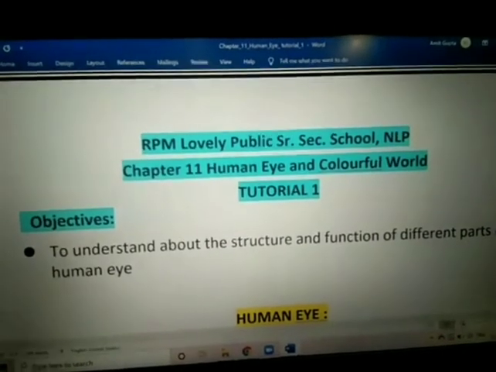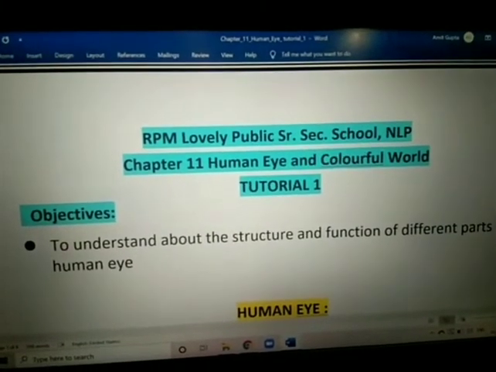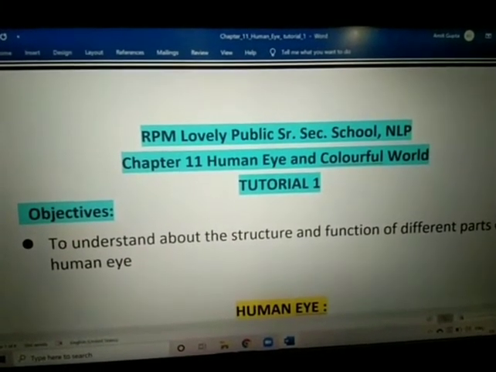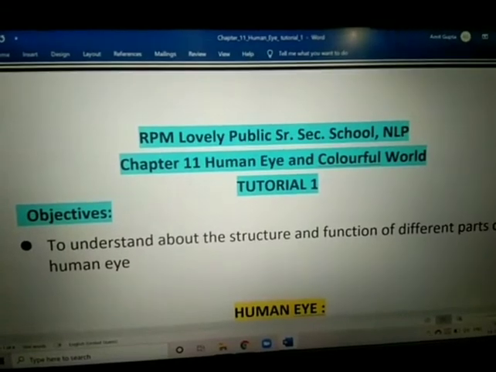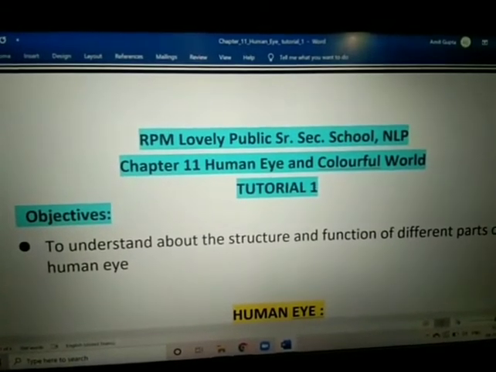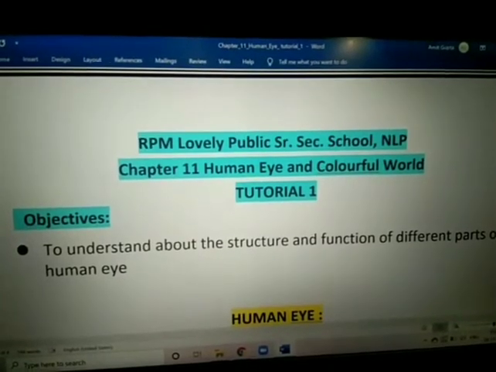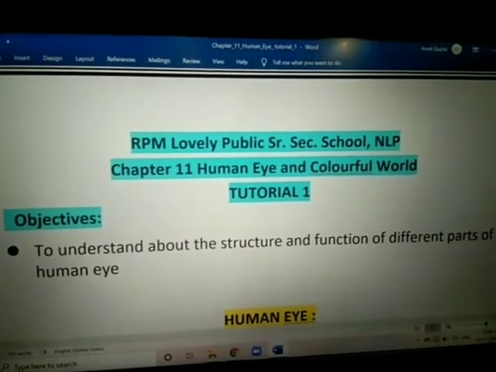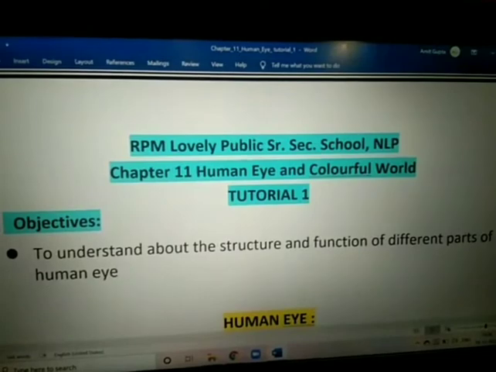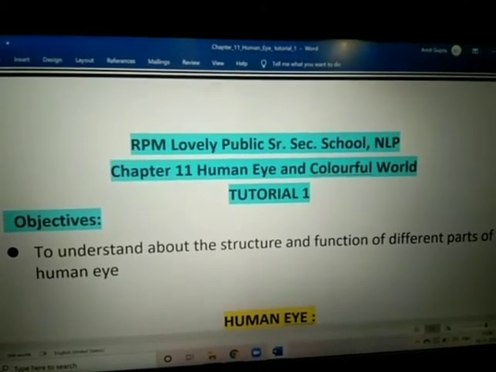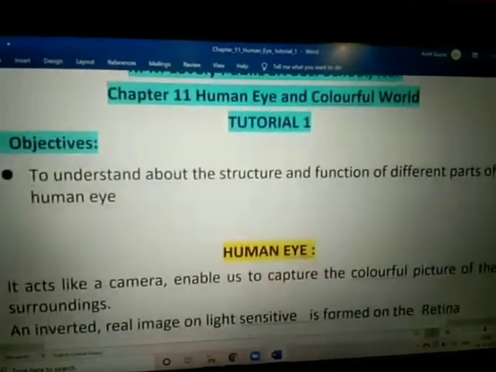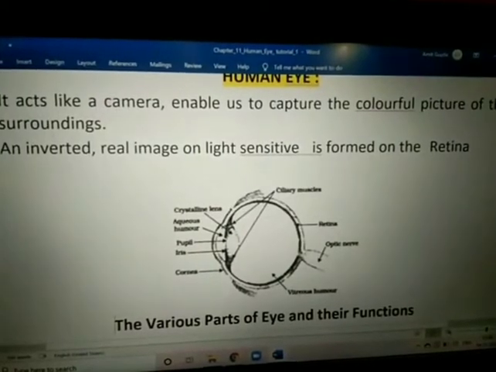Today we'll cover chapter 11, Human Eye and Colourful World, of class 10th. In this tutorial, we will study the structure and function of the different parts of the human eye. So first of all, we will understand the structure of the human eye.